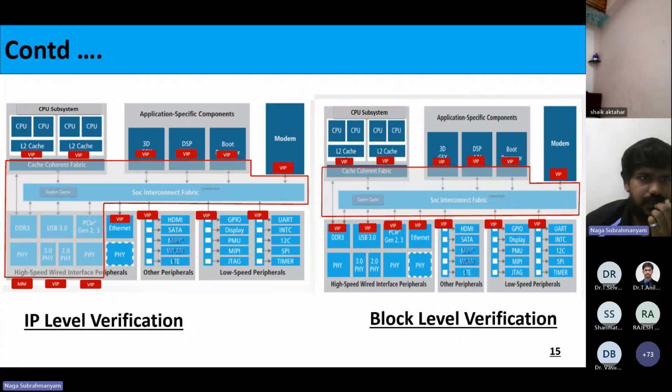These are the various VIPs we can develop. For a CPU subsystem, we will have our own VIP, describing how the CPU subsystem will behave, and how SPI or I2C behave. Each module, each IP has its own VIP.